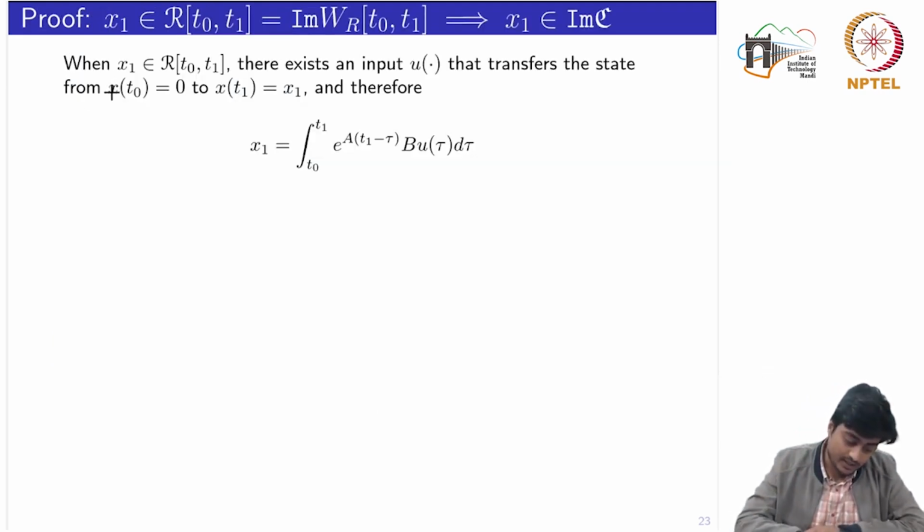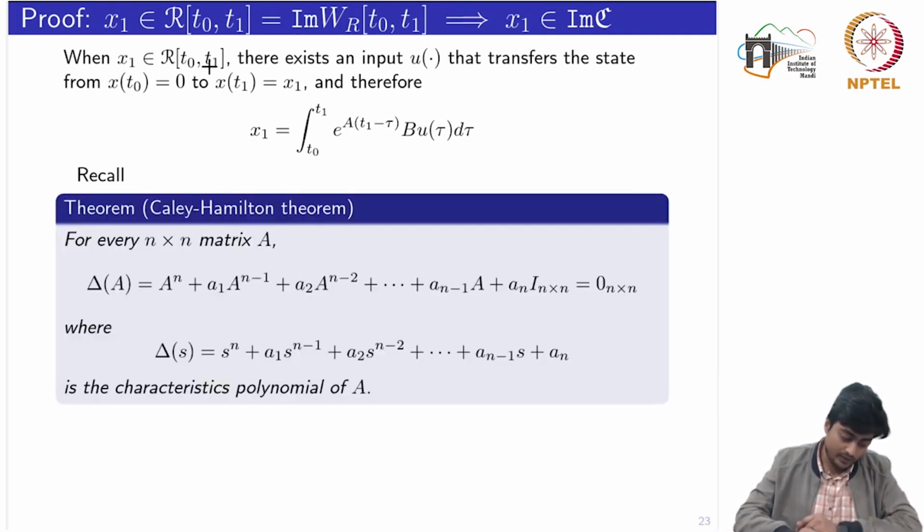Starting along the same lines, when x1 belongs to this reachable subspace, there exists some input u that transfers the state from 0 to x1, and therefore x1 is given by this expression. This basically comes from the solution of the LTI systems. So we already know that there exists some u.